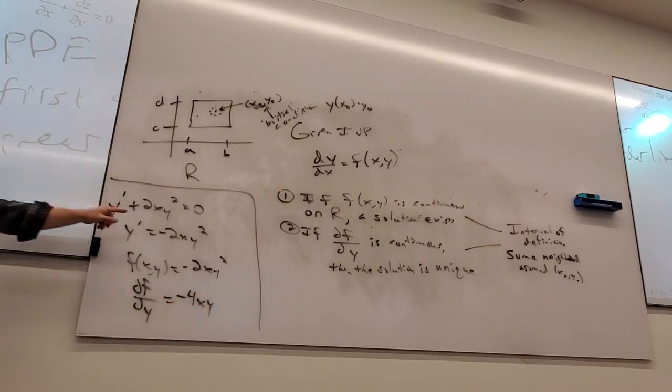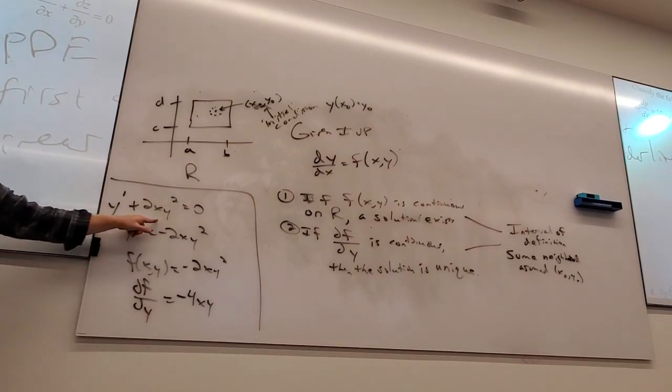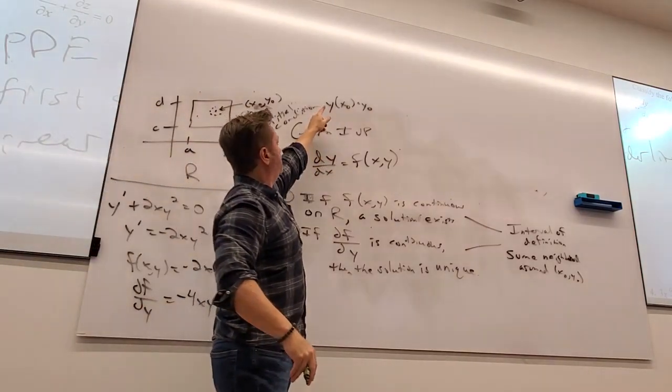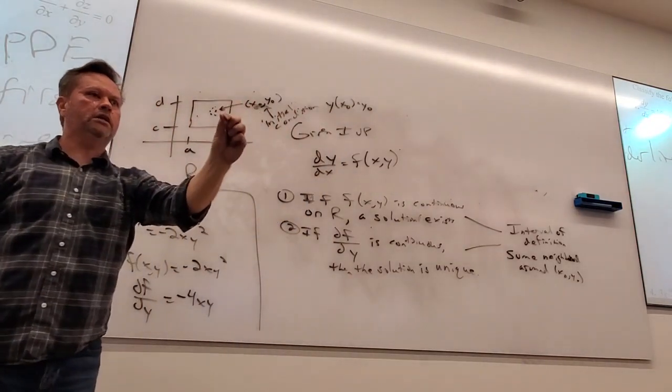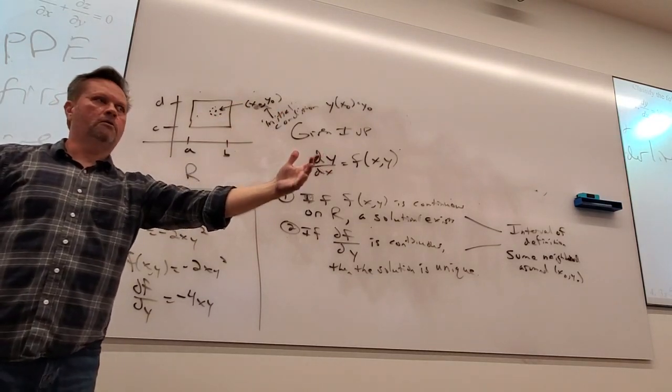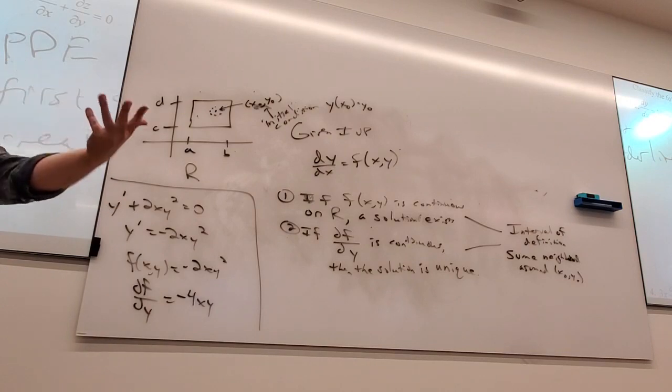So when we solved this, we didn't really solve it, but when I told you what the solution was, there were two main options. But the minute I'm given an initial condition, I got a unique solution. It was either y equals 0, or it was y equals 1 over x squared plus some number, right?